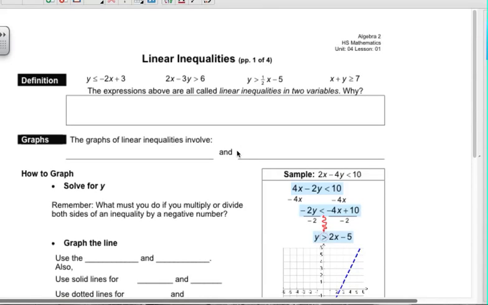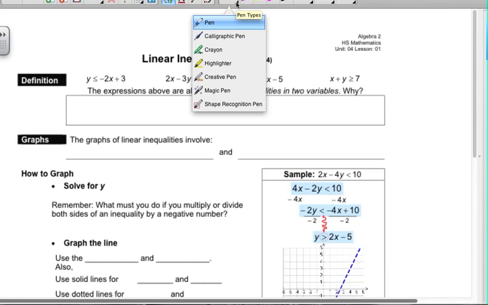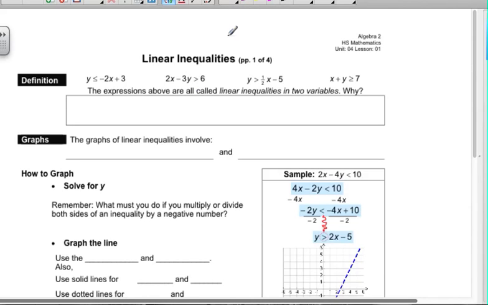Okay, we're dealing with linear inequalities, part one. Should be on page one. It says these are called linear inequalities.